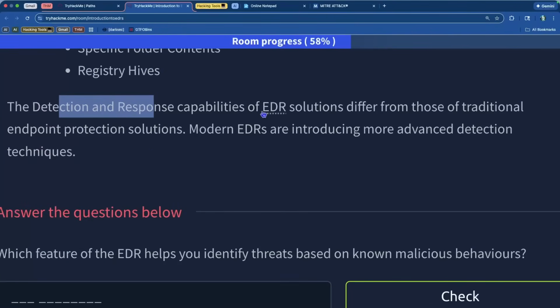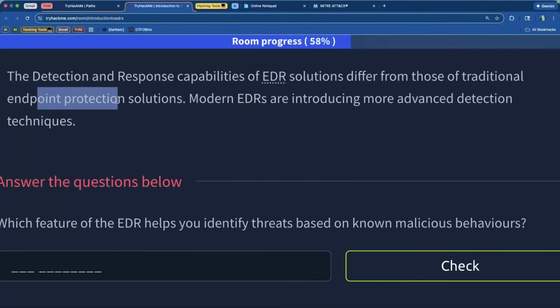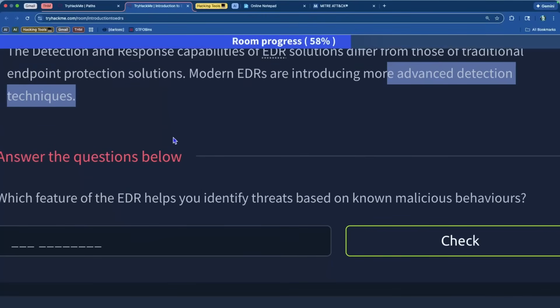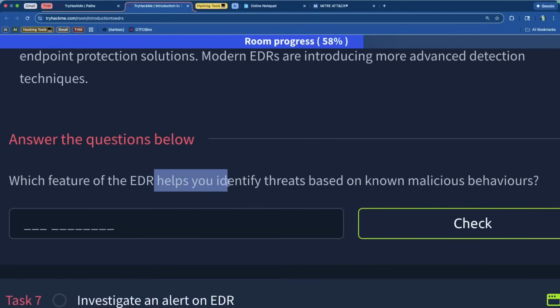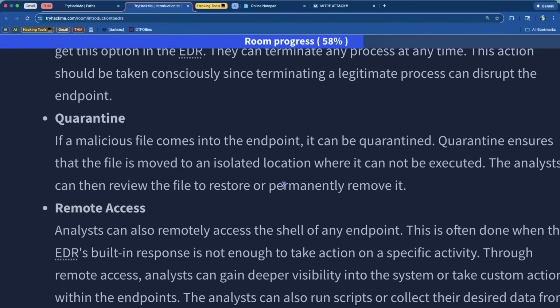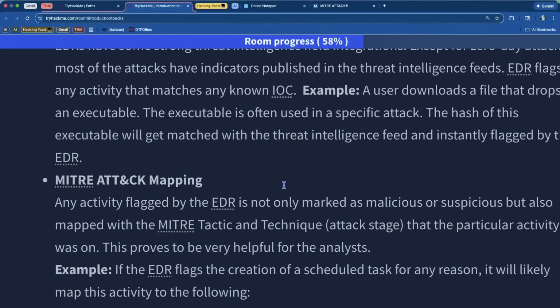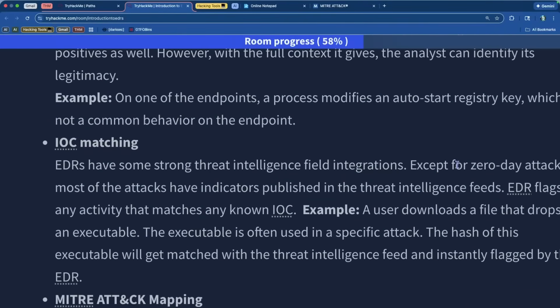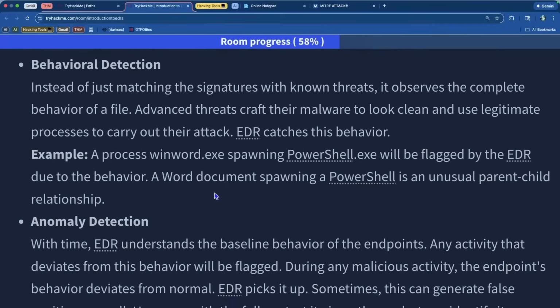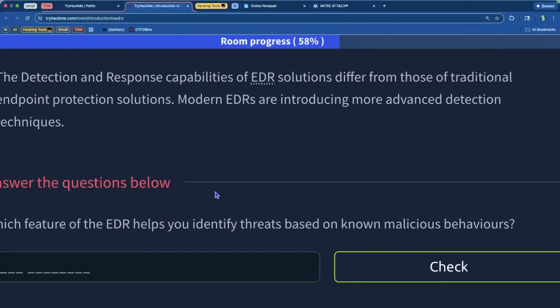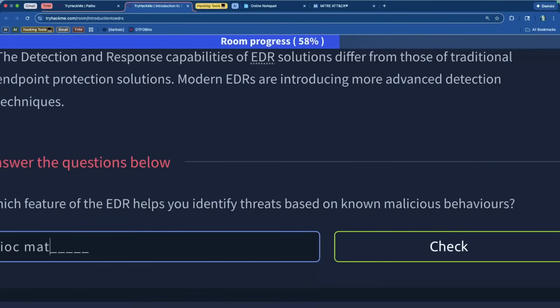So detection and response capabilities of the EDR are very different from traditional endpoint detection, and they introduce more advanced detection techniques over time. Which feature of the EDR helps you identify threats based on known malicious behavior? So we're looking at detection here. IOC matching, right? Based on known malicious behavior, because we actually have the indicator of compromise that's attached to a threat intelligence feed. That would be probably my first and best guess. So we would do IOC matching.